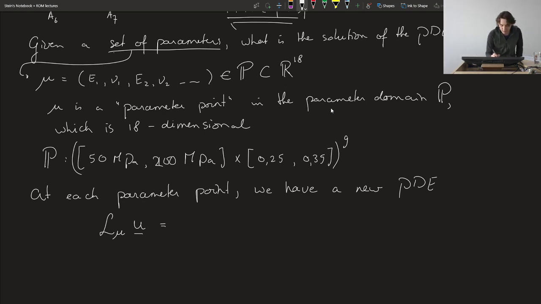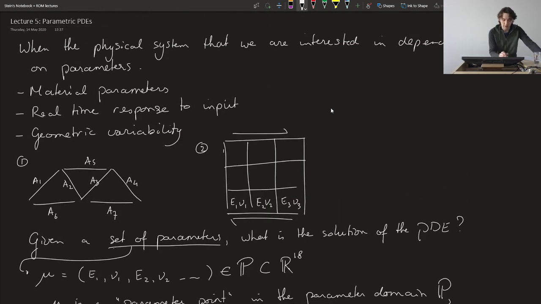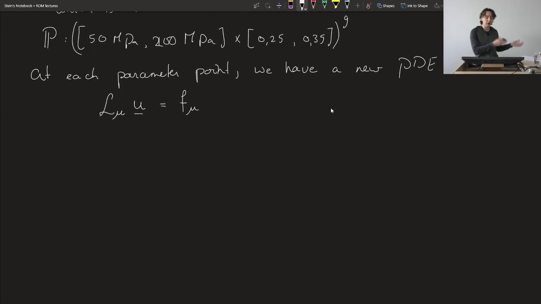And we're looking for the mapping such that this is equal to our right-hand side forcing. And even our forcing might depend on the parameter point, right? That's one of the things that we said as our possible options. That's the response to input. And so both our PDE as well as our data, our right-hand side, might depend on the parameter.